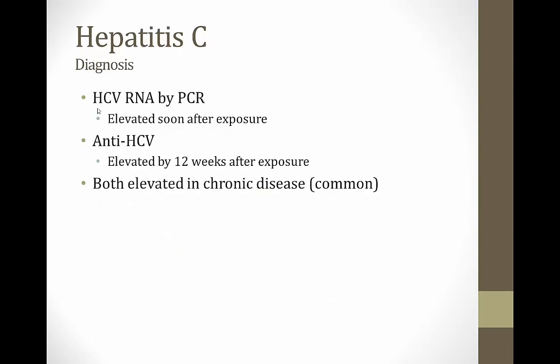You can diagnose hepatitis C by looking for hepatitis C viral RNA by PCR. The levels of hepatitis C virus RNA become elevated soon after exposure. And then there are antibodies to the hepatitis C virus, and these become elevated by about 12 weeks after exposure. And in people who have chronic disease, which as I said before is common, both of these will be elevated.